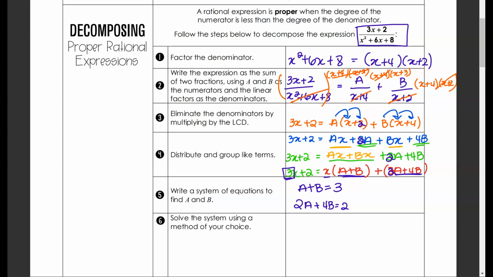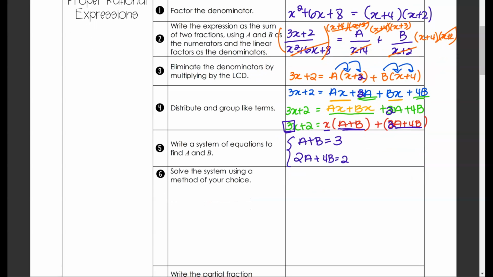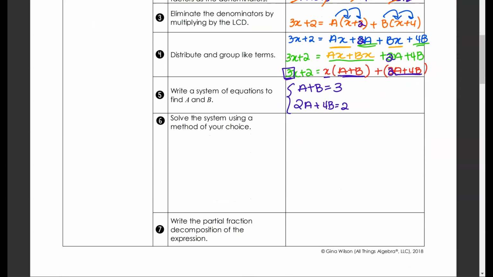All right. So now I have a system of equations here. Notice I have two equations, and my two variables are A and B. So let's go ahead and solve this then. We've been working on solving systems of equations, so we can definitely solve this right now. I'm going to go ahead and do the elimination method. I'm going to multiply the top by -2, so I'd end up with -2A minus 2B equals -6. Then I have 2A plus 4B equals 2. The A's are gone.